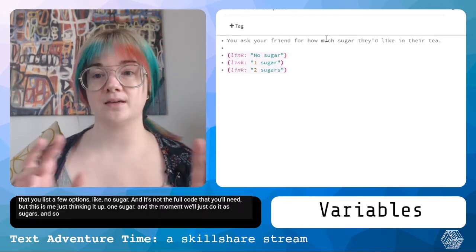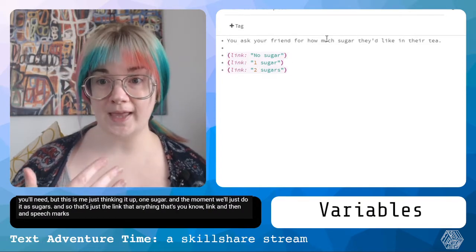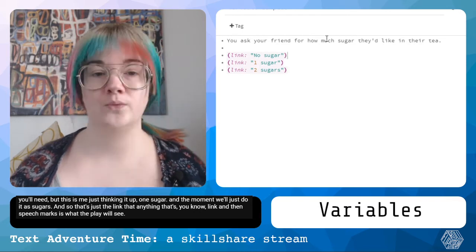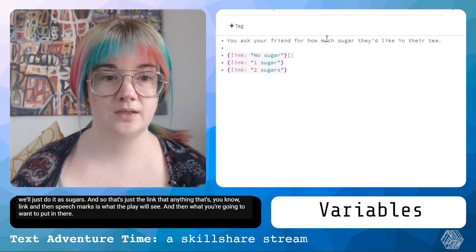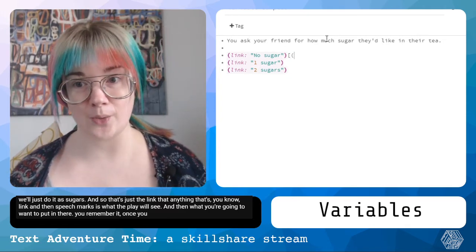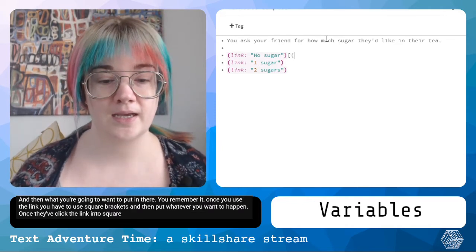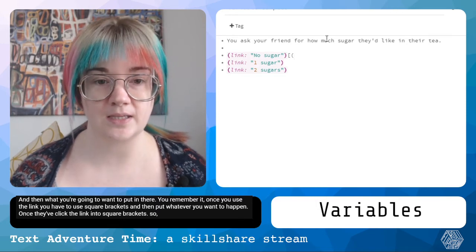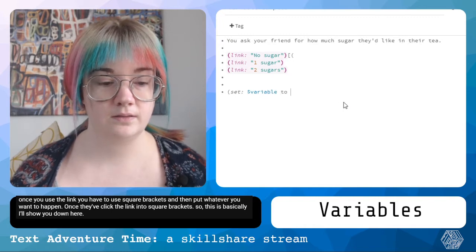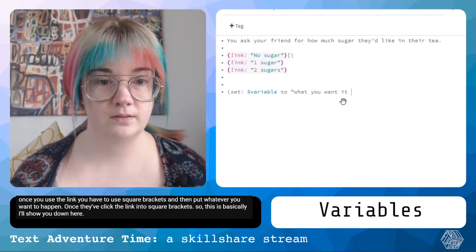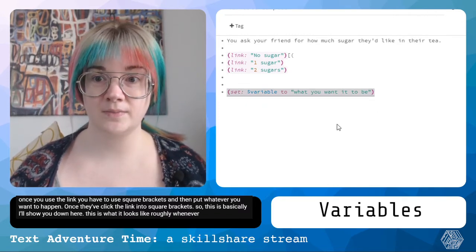So that's just the link. Anything that's link and then speech marks is what the player will see. And then what you're going to want to put in there, you remember once you've used the link, you have to use square brackets and then put whatever you want to happen once they've clicked the link into square brackets. So this is basically, I'll show you down here. This is what it looks like roughly whenever you're setting a variable.